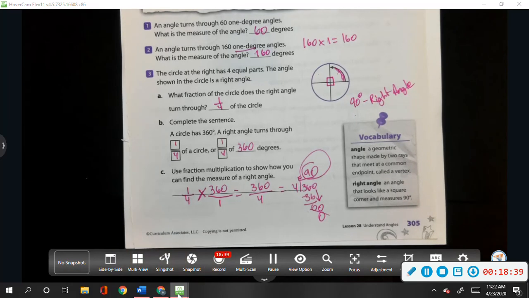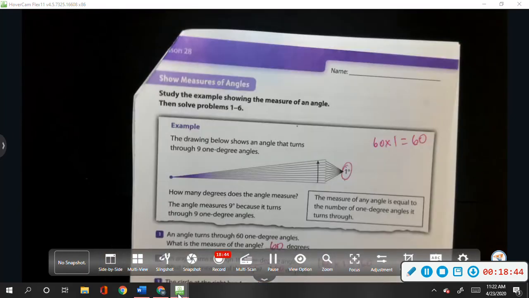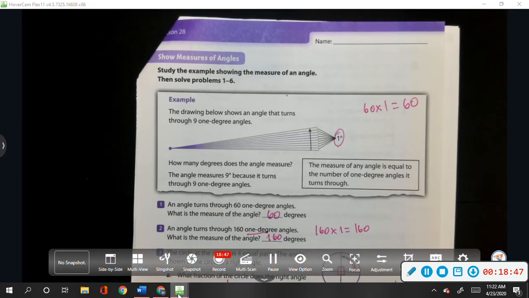But we already knew that the answer was going to be 90 degrees because a right angle will always be 90 degrees. When you're talking about obtuse angles and acute angles, those can vary. An obtuse angle can be anywhere between 91 degrees to 300 and however many degrees, because an obtuse angle is anything bigger than a right angle. An acute angle will be anything from 89 degrees to 0, because an acute angle is smaller than a right angle.